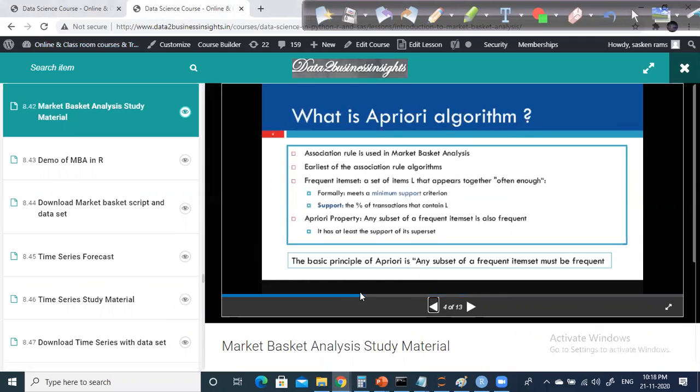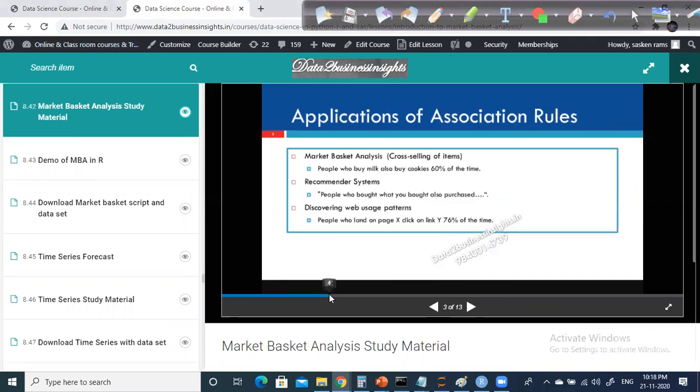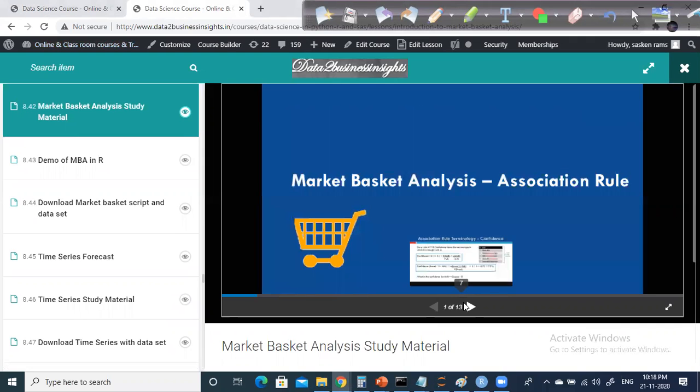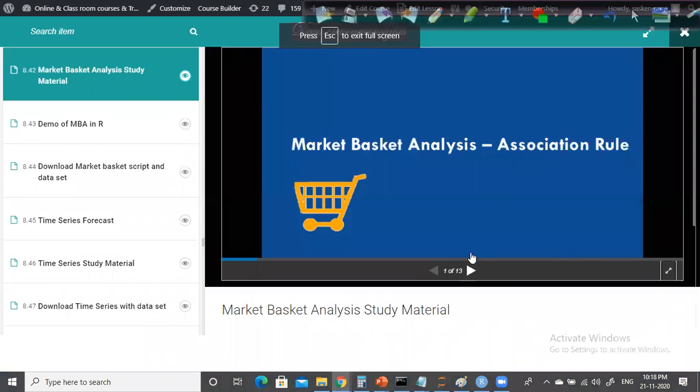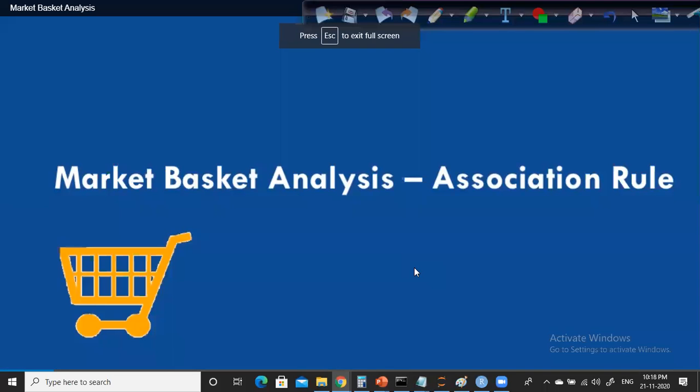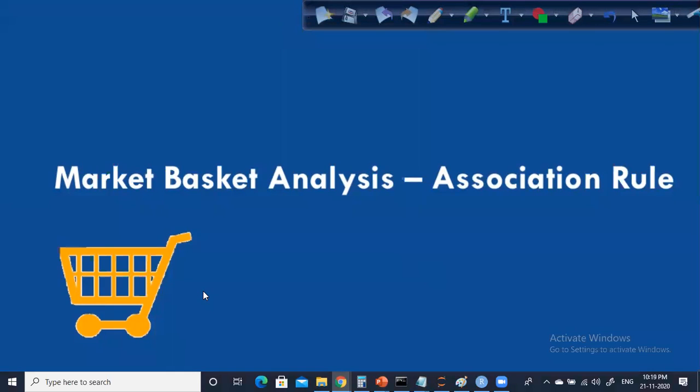Market basket analysis is a very popular technique that most retailers use. But not only retailers, nowadays everybody across the industry has started using market basket analysis. For this, there is a rule called association rule. Using association rule, you can perform market basket analysis.